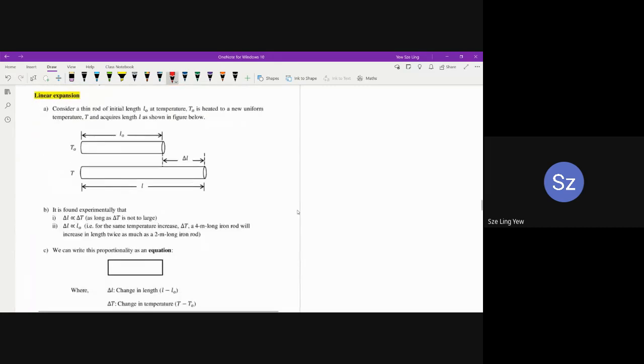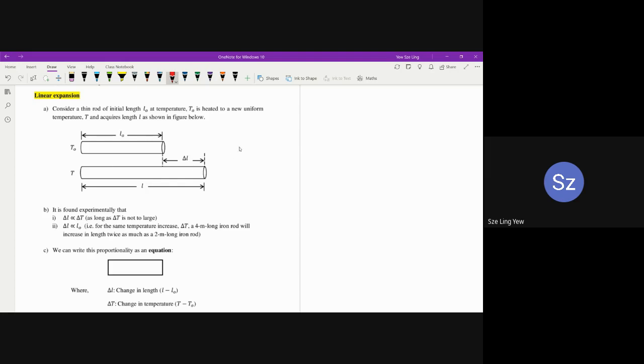So first, consider a thin rod of initial length L0 at the temperature T0, heated to a new uniform temperature. So now this is what you asked me just now. If you heat up the object, will they have the same temperature at both ends? Yes. So when you have the same temperature at both ends, then now we have a case of expansion. This is when you heat up the object until the whole thing has a uniform temperature inside it. So what happens right here, if you look at this diagram, the length becomes longer, they expand.